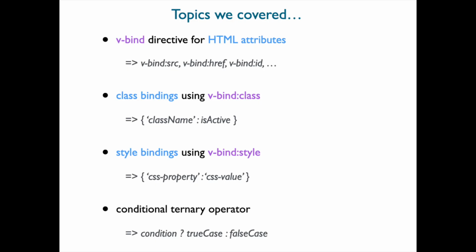And that's it for this mini video. We covered the v-bind directive for setting up a reactive binding with HTML attributes. We looked at class bindings using v-bind class, where we had to pass an object with the class names and then true or false values depending on whether we wanted those classes to be active or not. We looked at style bindings using v-bind style, this time passing an object of properties and values. And finally, we briefly looked at the conditional ternary operator, which takes a condition and returns the true case if it's true and the false case if it's false.